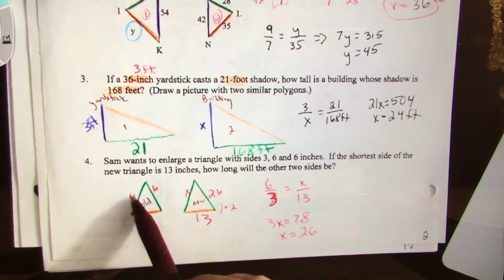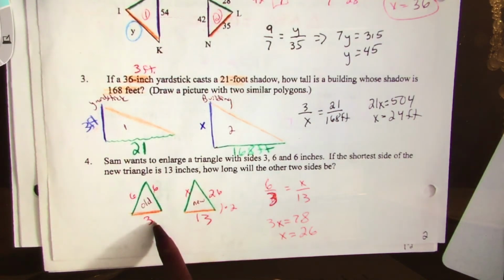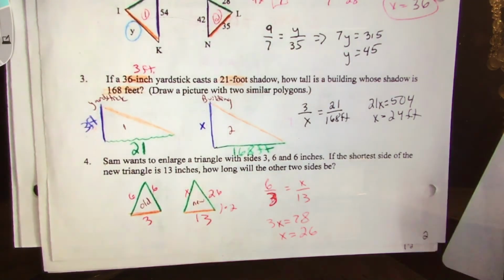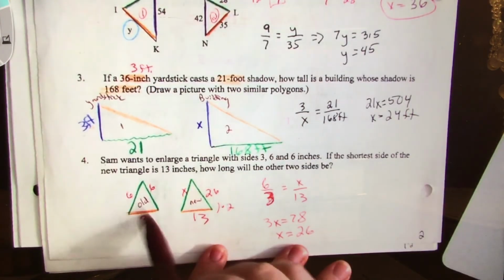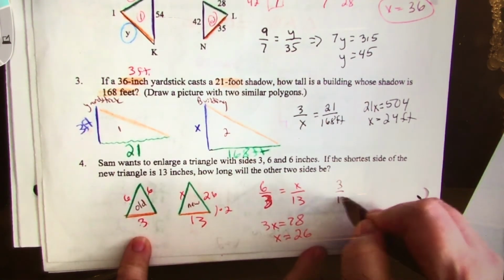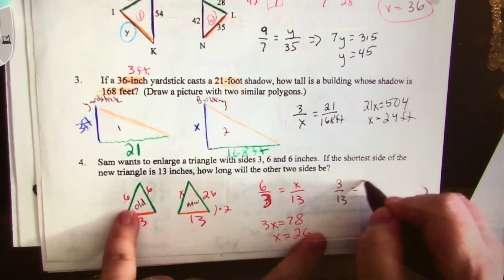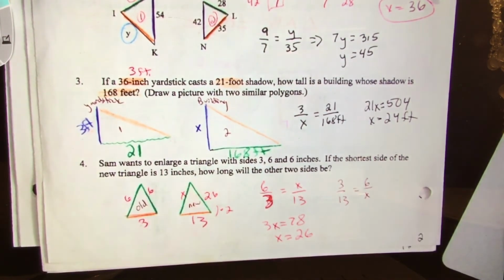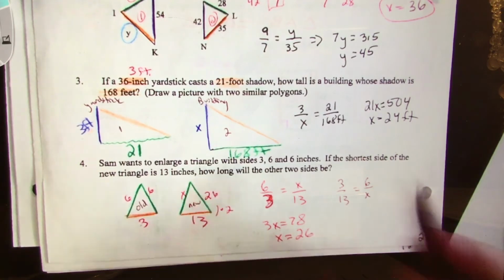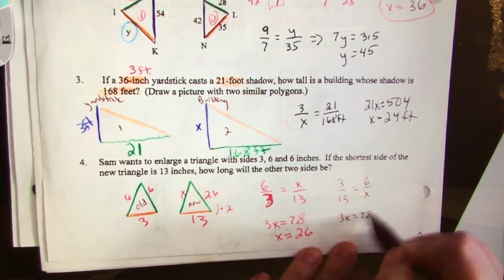Well, I just did a proportion. 6 is to 3 as X is to 13. You can do it that way too. And that's a little different. So I did proportions for the same triangle, but if I did it the other way, like new is to old, 3 is to 13 equals 6 is to X. I would still have the same thing. So I'd end up with 3x equals 78, x equals 26.